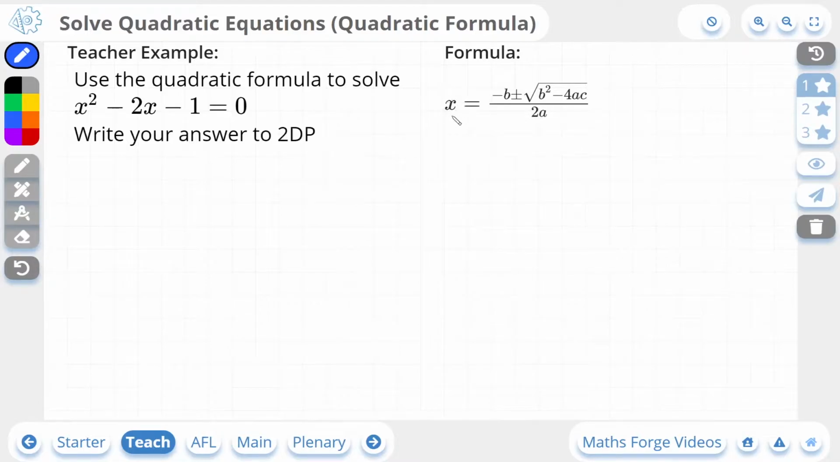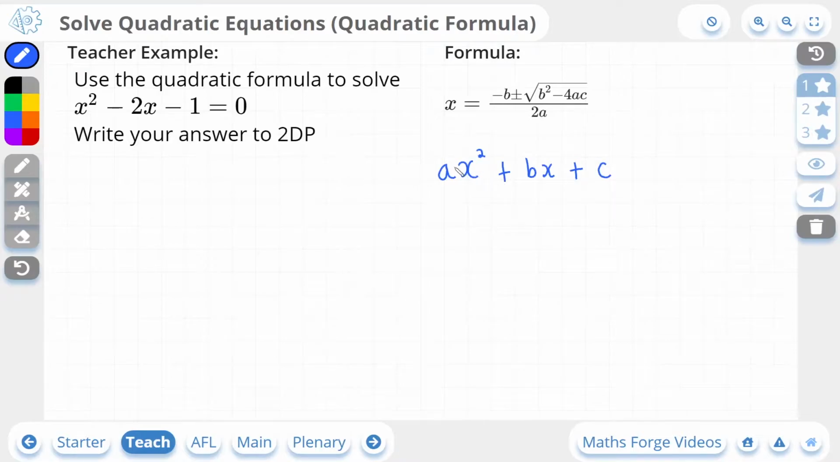Now we can see that the x here is represented by the x in the quadratic equations. However, what is the a, b, and c? So you should know that all quadratic equations can be written in the form of ax squared, so a is the coefficient of x squared, plus bx, so b is the coefficient of x, and finally plus c, where c is the constant, the number without any x next to it.